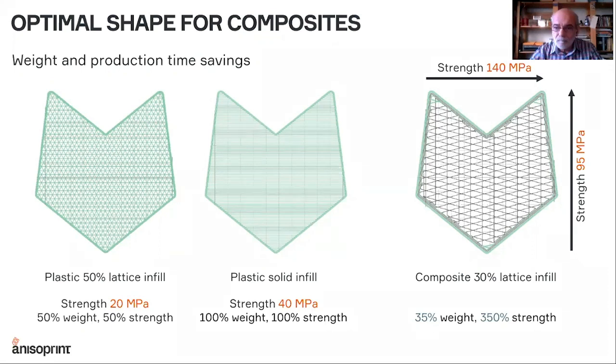But with a composite infill, already with 30% of density, you get 350% of strength. So 35% of weight and 350% of strength compared to fully solid plastic material. So you save weight, you save material, you save printing time, and you get much higher properties.